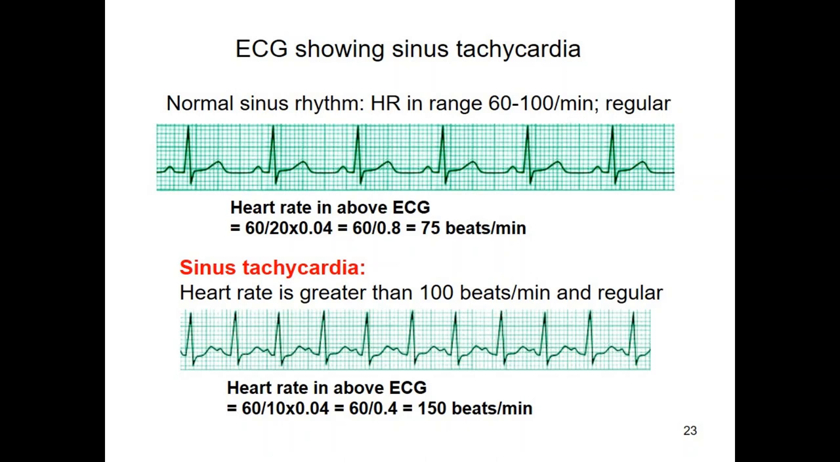So that means the heart rate has increased from 75 to 150, doubled. Heart rate is doubled, cardiac cycle duration is halved. It has become half of normal, 0.8 to 0.4. That's the meaning of the sentence: heart rate inversely varies with the cardiac cycle. This is called sinus tachycardia, which you often get.